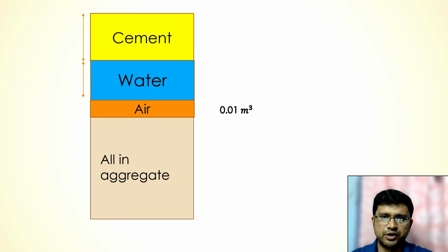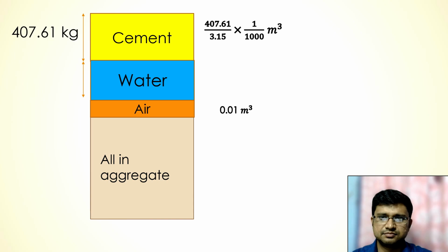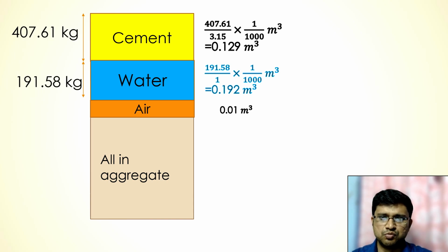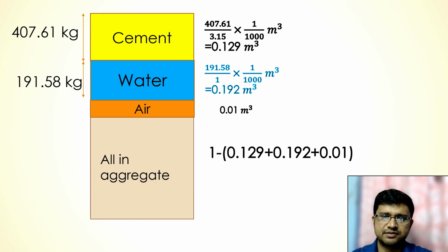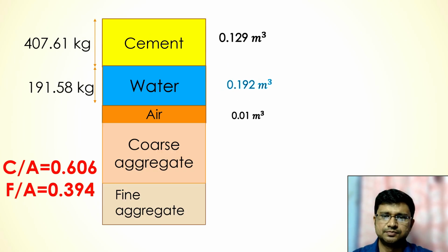Now we know the weight of cement, volume of cement, weight of water, volume of water, volume of air, and we have also calculated the volume of all-in aggregate, which is 1 minus the volume of cement, volume of water and volume of air. So the volume of all-in aggregate is 0.669 meter cube, which we already calculated.